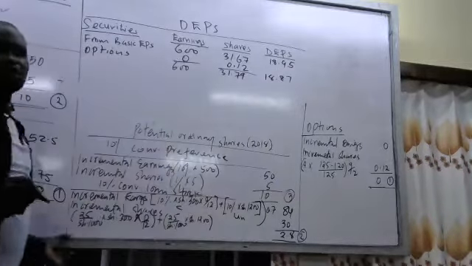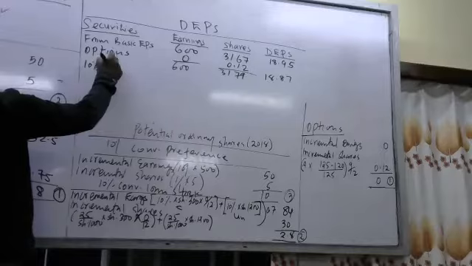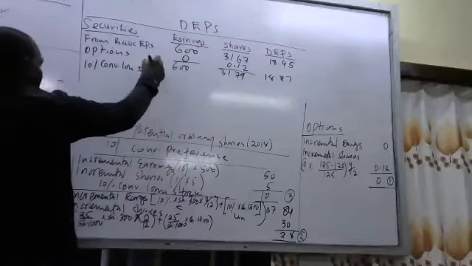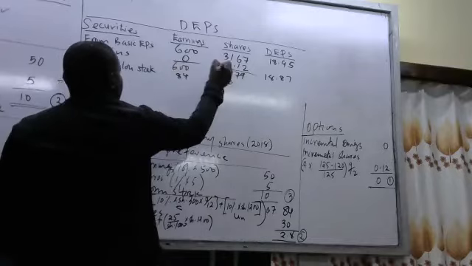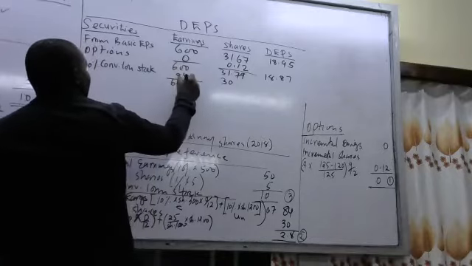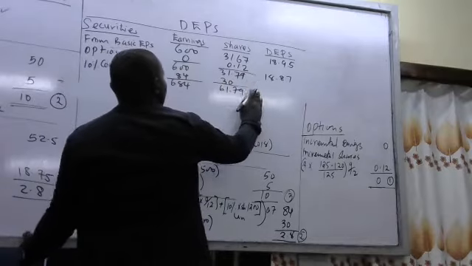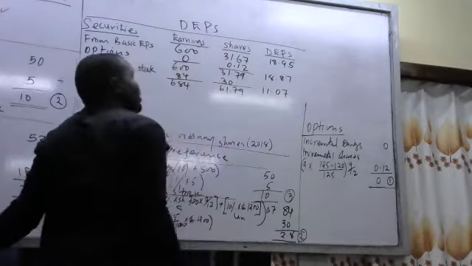18.87. Bring position 2. Position 2 is 10% convertible loan stock. That one will give us 80 versus 684, 61.7, new EPS 11.07.